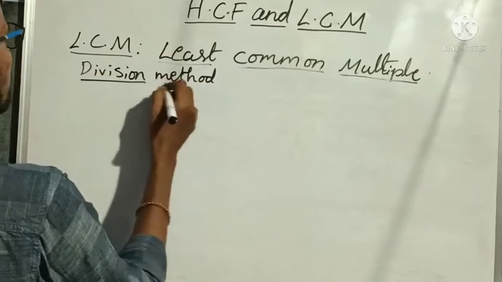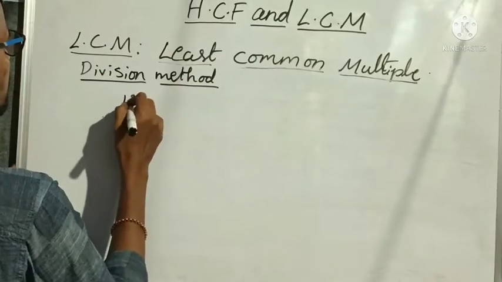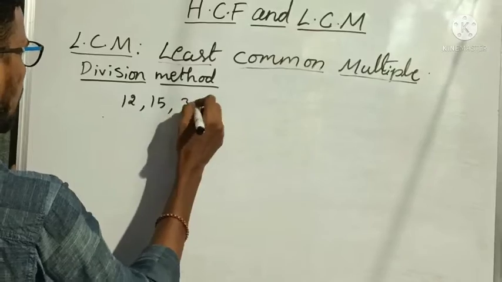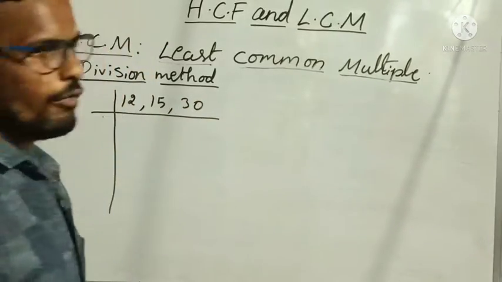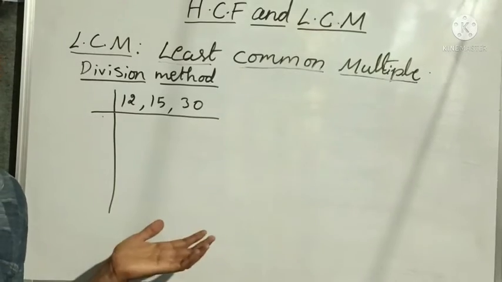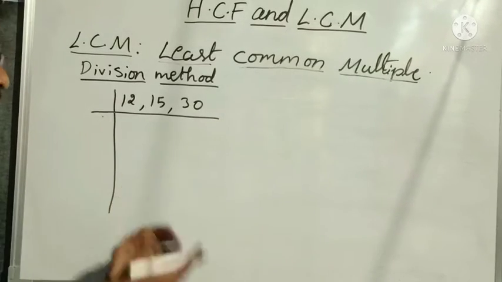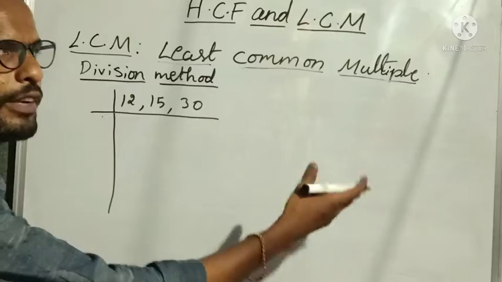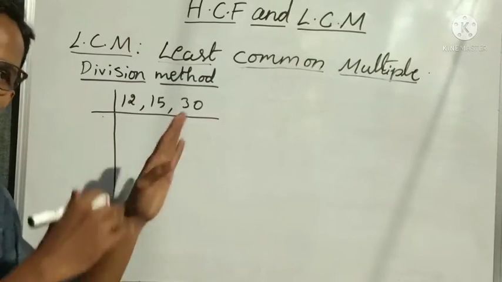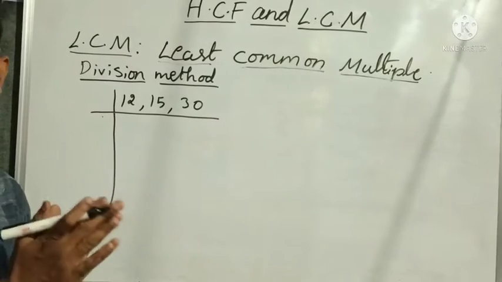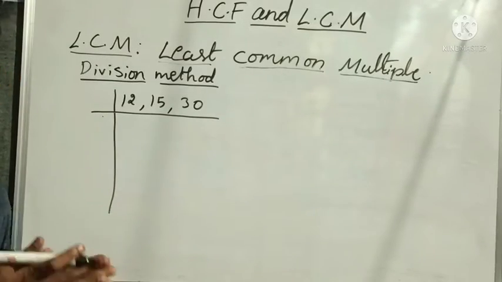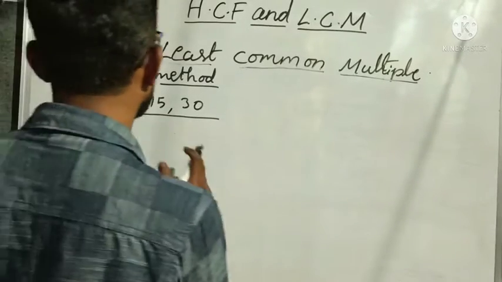Understood? In the division method, you have to take all three numbers at a time, 12, 15 and 30, and this is the most commonly used method for all the classes. Whenever we are asked to find the LCM, we will do this division method only, but we will never follow the prime factorization method. Prime factorization we follow only when we don't know the division method perfectly. Understood?